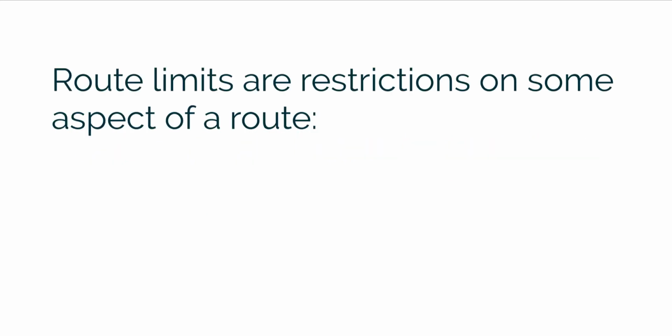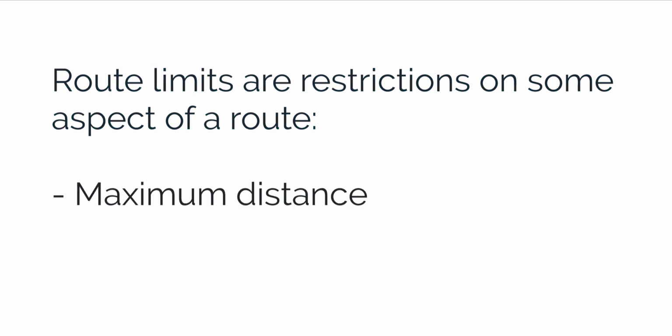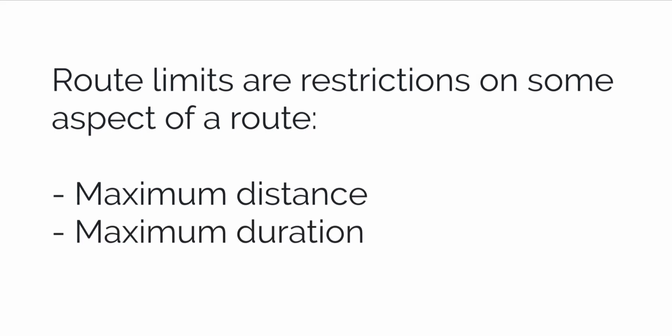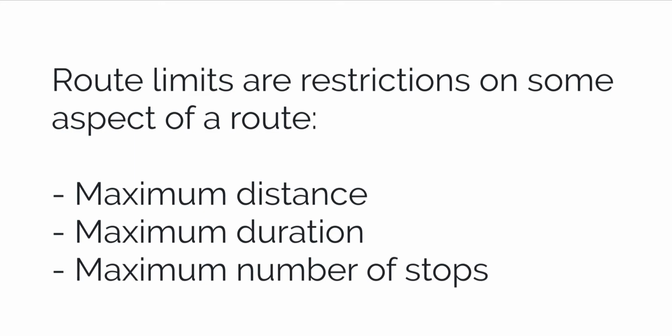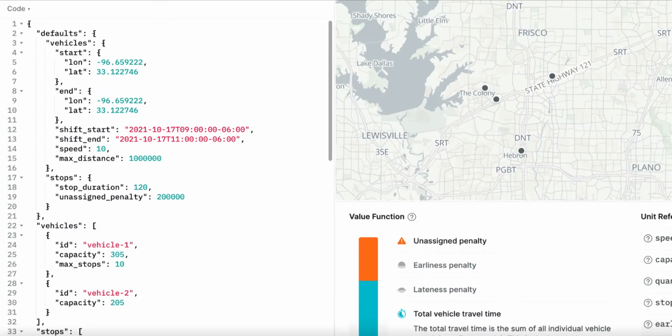Route limits are exactly what they sound like, a restriction on some aspect of a route. We'll review how to set maximum distance traveled, maximum time spent en route, and maximum number of stops on a route. Each of these constraints can be set at the global default or individual vehicle level.